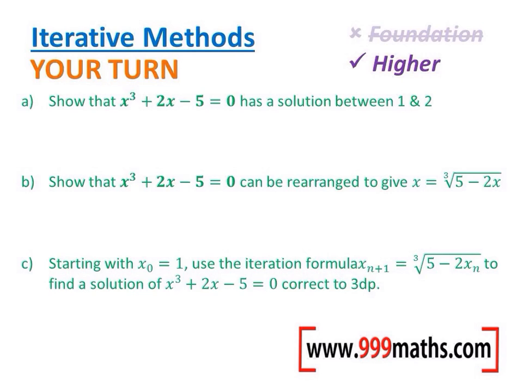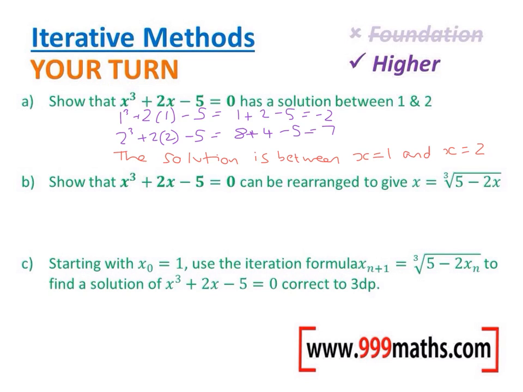Okay, so for part A we're going to substitute in 1 and 2 and hopefully show that there's a sign change, that 0 is between the 2 answers. Let's have a look at that. Okay, so substituting in 1 gave me -2, substituting 2 gave us 7. We're looking for 0, so 0 is between those values, therefore we can say that the solution is between 1 and 2. Okay, pause again before you see the answer to part B.